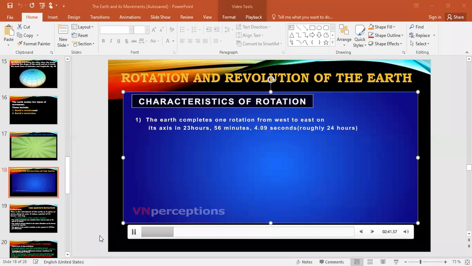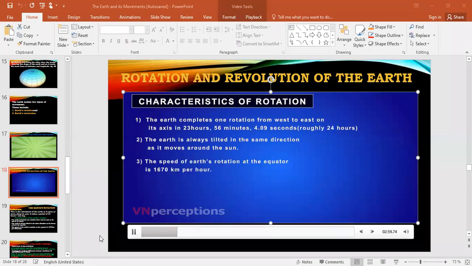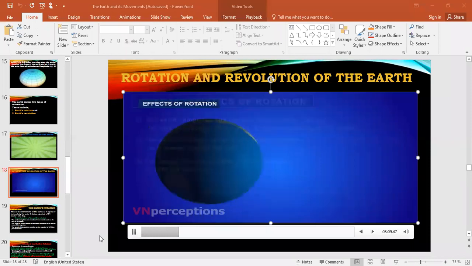So if we sum up the characteristics of rotation of the Earth, the Earth completes one rotation from west to east on its axis in 23 hours, 56 minutes, 4.09 seconds. That is roughly 24 hours. The earth is always tilted in the same direction as it is moving around the sun. And the speed of the earth's rotation at the equator is 1,670 kilometers per hour.